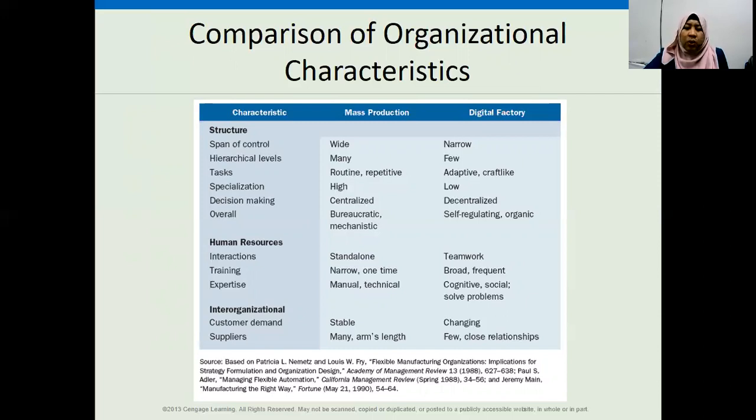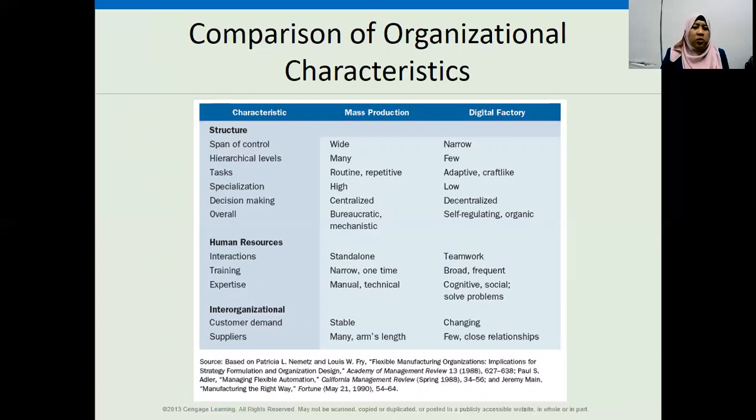And when we're talking about the overall, mass production is bureaucratic and mechanistic, while the digital factory is self-regulating and organic. In the human resource aspect, mass production is narrow and one time. However, for the digital factory, it's more broad and frequent.